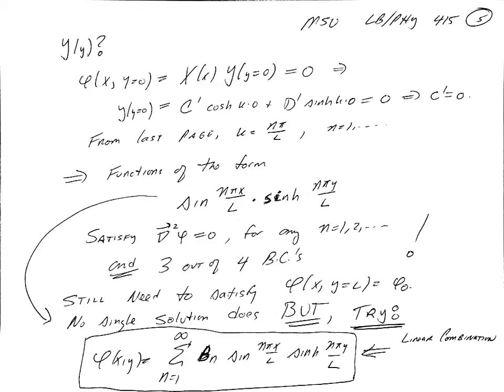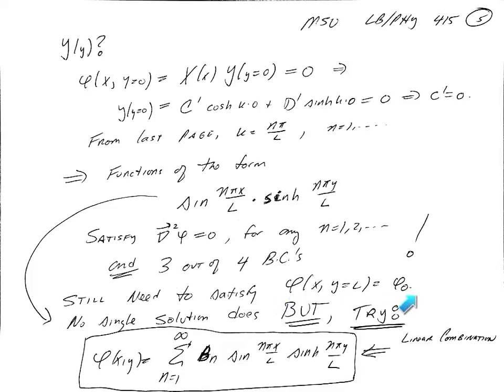What about y? We can apply the boundary condition at y equals 0. Let's use the sinh and cosh form. It's convenient in this case because cosh is always equal to 1 at 0, so this tells us c prime equals 0. From the last page, we know then that if we take any function of the form sine of n pi x over L times, what's left over in the y direction, the hyperbolic sine of n pi y over L, any function of this form satisfies not just Laplace's equation, but also 3 out of 4 of the boundary conditions, which are equal to 0 on the left and the right and the bottom side.